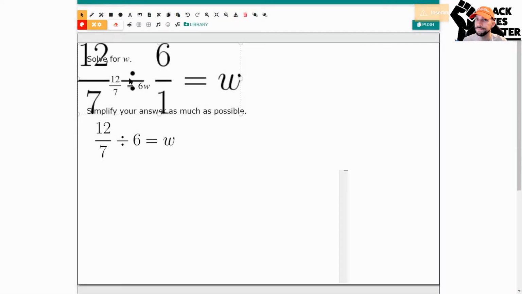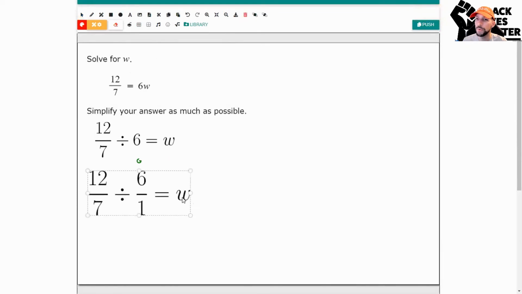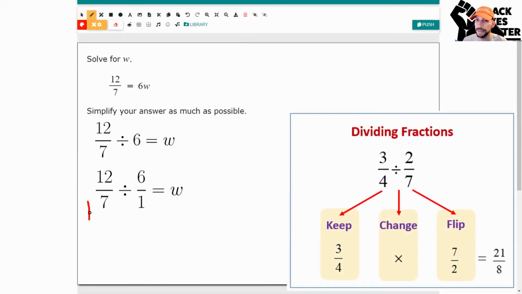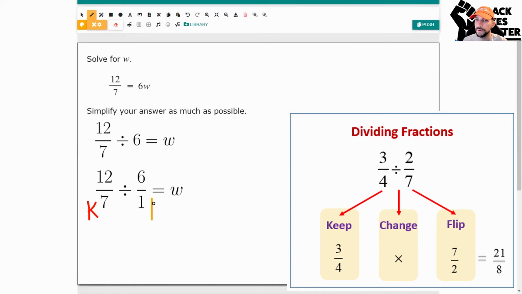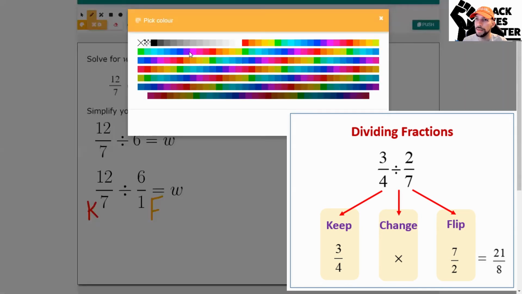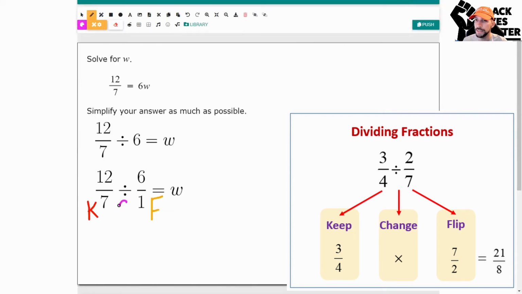Well, what do we do when we divide by a fraction? We keep the first of the items. We flip the second of the items. And we change the operation between them.